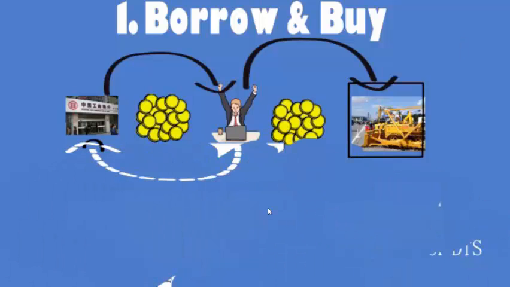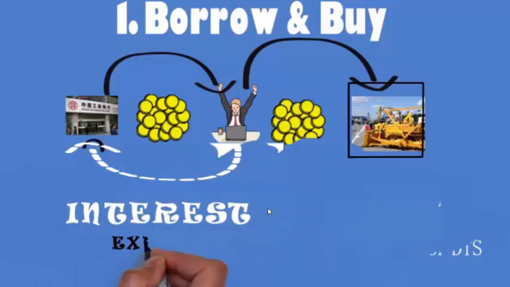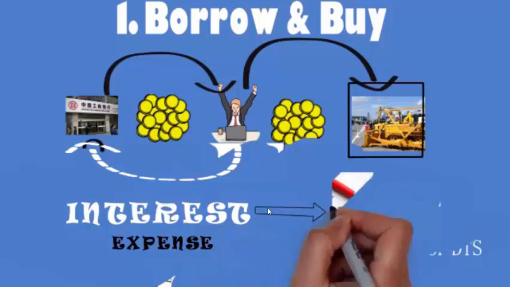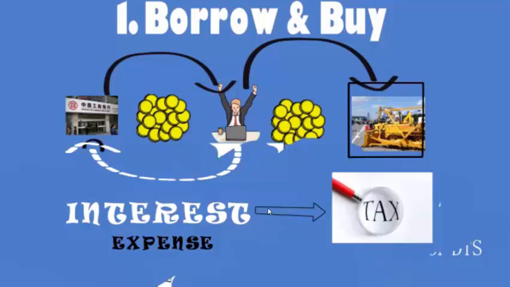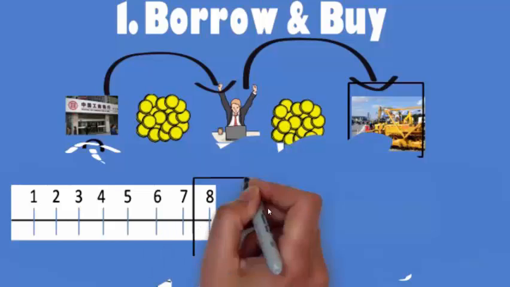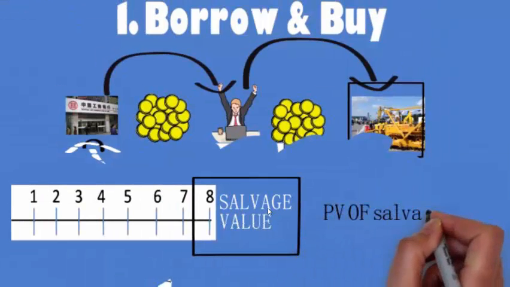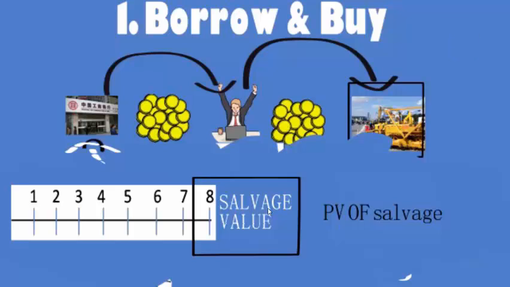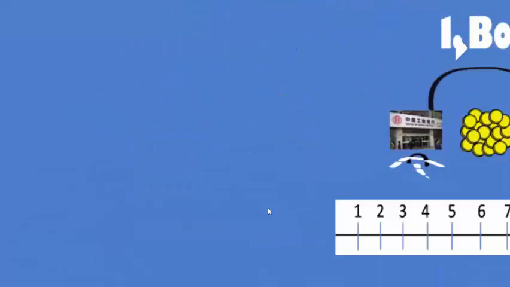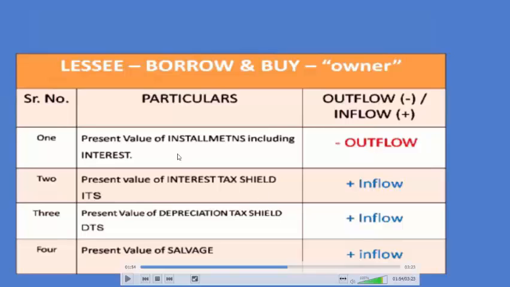Now the third factor, the interest. The interest he has paid is an expense that is debited to the statement of profit and loss account. So this interest will also yield a tax advantage, another inflow in the form of the interest tax shield. So the third factor he is going to consider is the present value of the interest tax shield. The fourth and last factor is that this asset has a salvage value. Whenever he sells this asset, he will receive some money. So the fourth thing, another inflow, is the present value of salvage. These are the four factors when the lessee opts for borrowing and buying an asset, that is, when he is the owner of the asset.